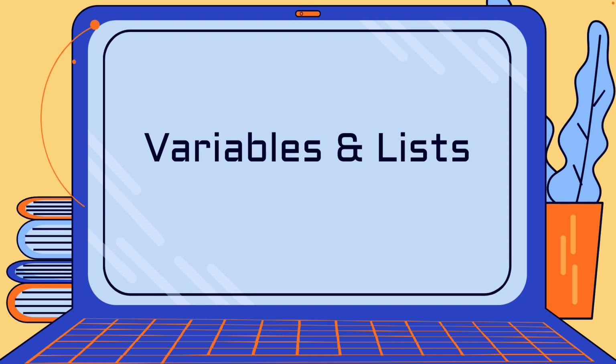Alright guys, so in this video we'll be going over variables and lists. Variables and lists have a lot in common in that they allow us to store data, but they're also different in how they allow us to store this data and also what we can do to manipulate that data. So in this video we'll be focusing more on lists, but I will go over variables just to make sure we can see how they're similar and different.